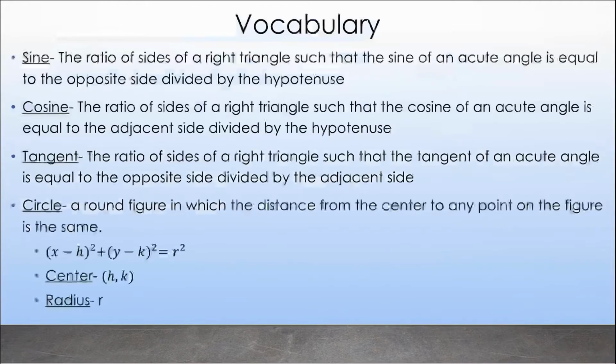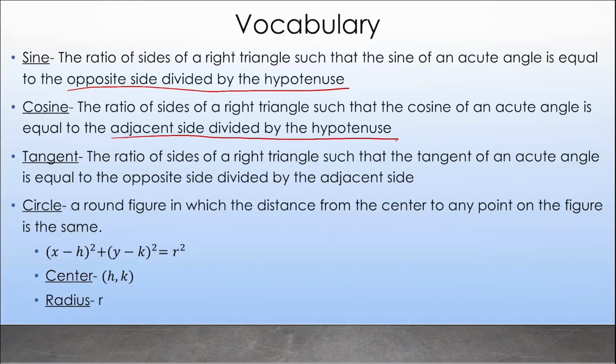Sine is the ratio of sides of a right triangle such that the sine of an acute angle is equal to the opposite side divided by the hypotenuse. The cosine is the ratio of sides of a right triangle such that the cosine of an acute angle is equal to the adjacent side divided by the hypotenuse. Tangent is the ratio of sides of a right triangle such that the tangent of an acute angle is equal to the opposite side divided by the adjacent side.